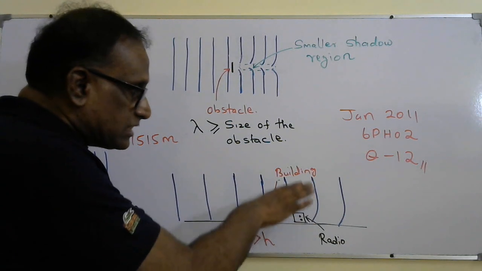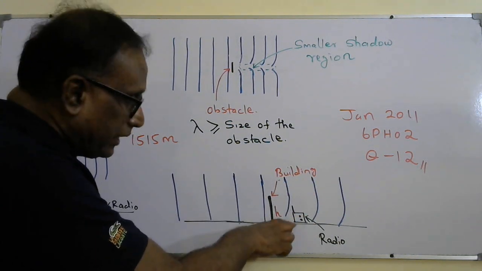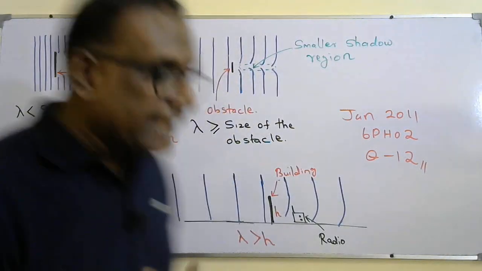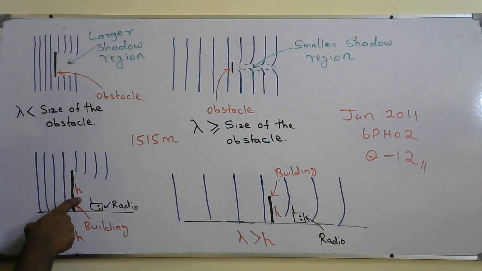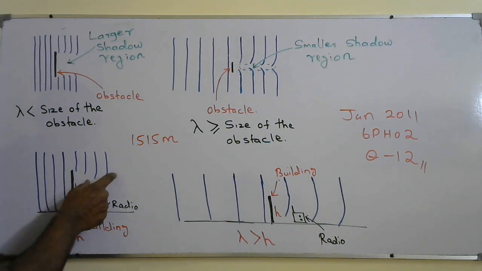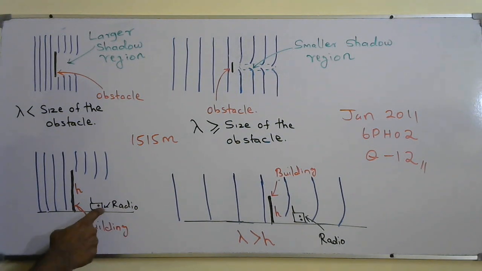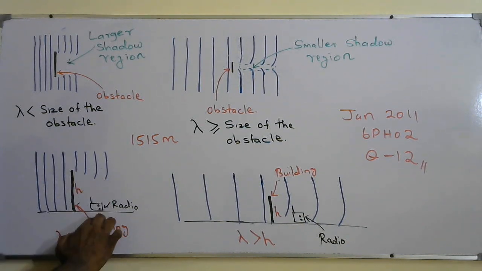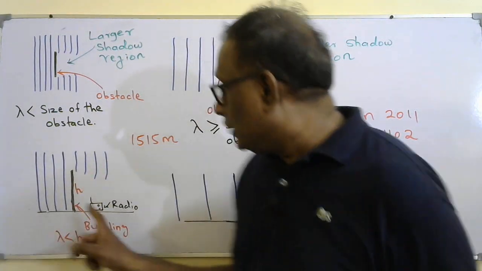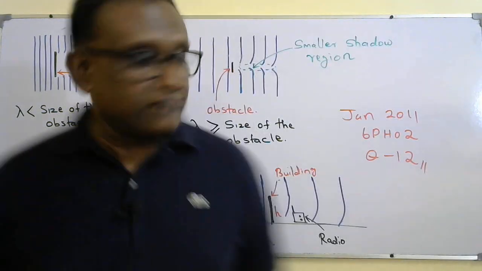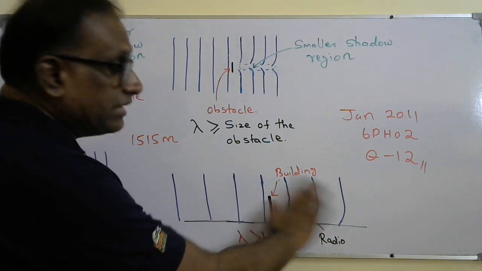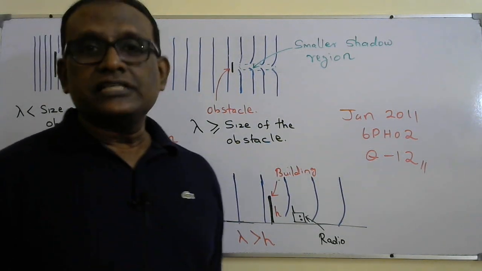So a radio which is below the height of the building can also receive the diffracted waves, so it won't be a problem. If the wavelength is smaller than the height of the building, the diffraction will be less and there will be a larger shadow region. So the radio kept at the bottom of the building, below the height of the building, will not receive the diffracted wave, so the radio will not receive any waves. Here, if the wavelength is larger than the height of the building, the radio can receive the diffracted signals. That's the answer you should give.